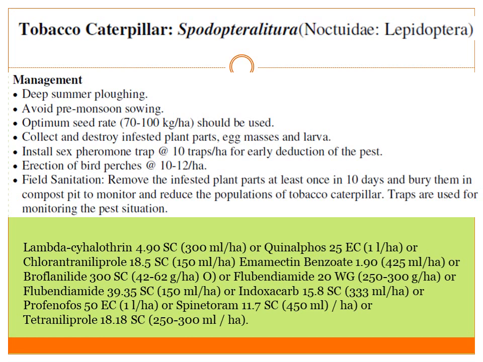You can also give chemical insecticides like tetraniliprole 18.18 SC at 250 to 300 ml per hectare, profenophos 50 EC 1 liter per hectare, or spinetoram 11.7 SC 450 ml per hectare.